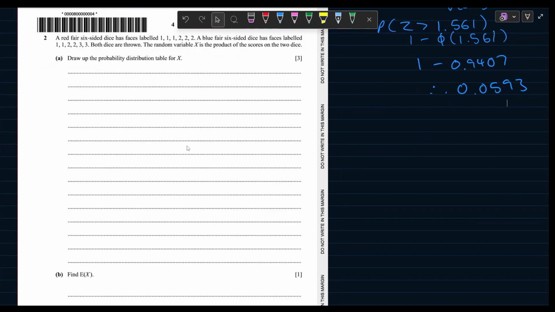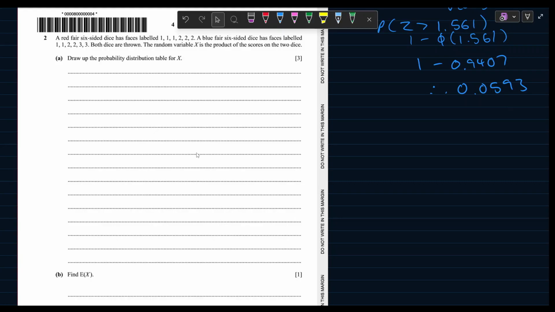A red fair six-sided dice has faces labeled 111, 222. A blue fair six-sided dice has faces labeled 112233. Both dice are thrown. The random variable x is the product of the scores on the two dice. Part A. Draw up the probability distribution table for x.